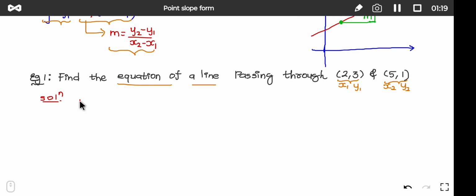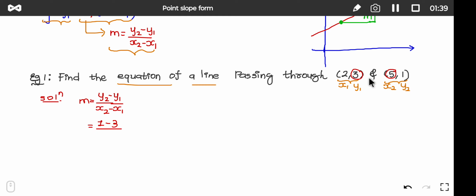We'll apply the formula of slope. m is equal to y2 minus y1 divided by x2 minus x1. Substitute the values. y2 is 1 minus y1 which is 3, so 1 minus 3 divided by x2 minus x1. x2 is 5, x1 is 2, so it becomes 5 minus 2. So 1 minus 3 is minus 2, divided by 5 minus 2 which is 3. Our value of slope is m equal to minus 2 by 3.